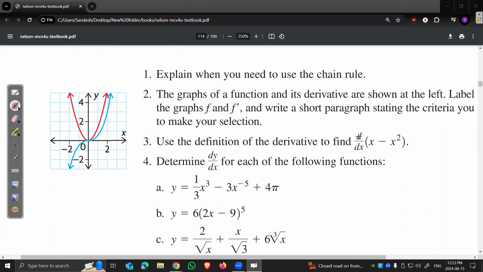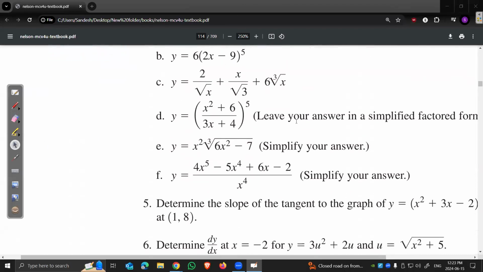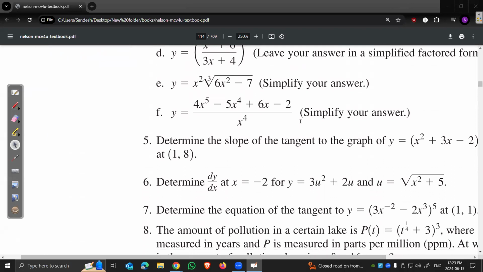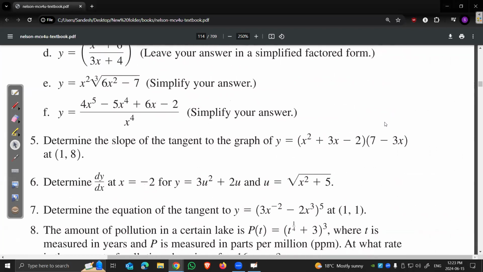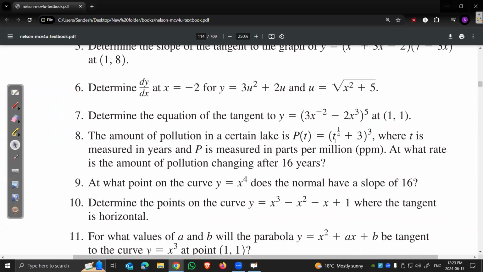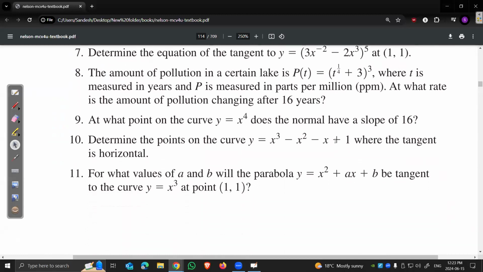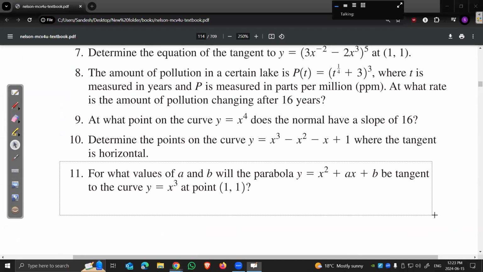Notice this symbol, d over dx, means find the derivative. Most of these are pretty simple, honestly. Let me see what the hardest thing here is, if there's anything even that difficult. No, most of them are pretty straightforward. Maybe we will do this. This looks tricky. Let's try this one. Number 11.